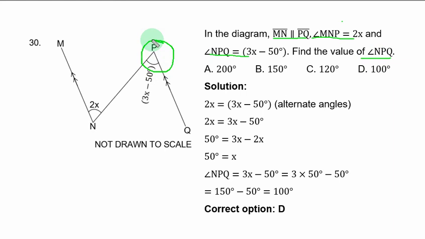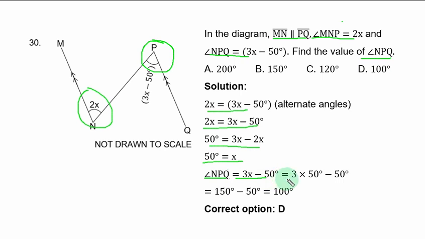To get this angle, the value of S is first needed. That angle and this angle are equal. That is alternate angles. So you have 2S equal to 3S minus 50 degrees. If you open the bracket, you have this. Collect like terms, you have this. If you subtract, you have this. Therefore, angle NPQ is equal to 3S minus 50 degrees, and S is 50 degrees.